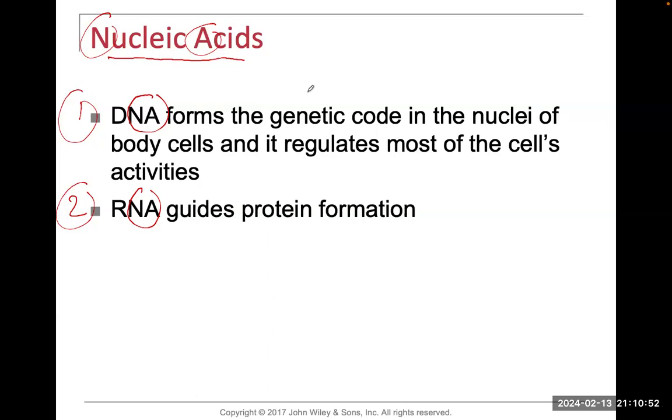So the DNA forms the genetic code in the nuclei of the body cells, and it regulates most of the cell's activity. Okay, but it forms the genetic code. It has the template, all the instructions for what type of protein should be made, but it's the RNA that actually guides the protein formation, and that's responsible for that.